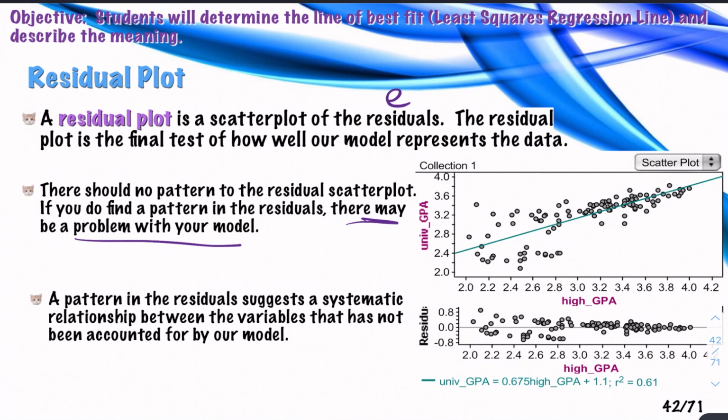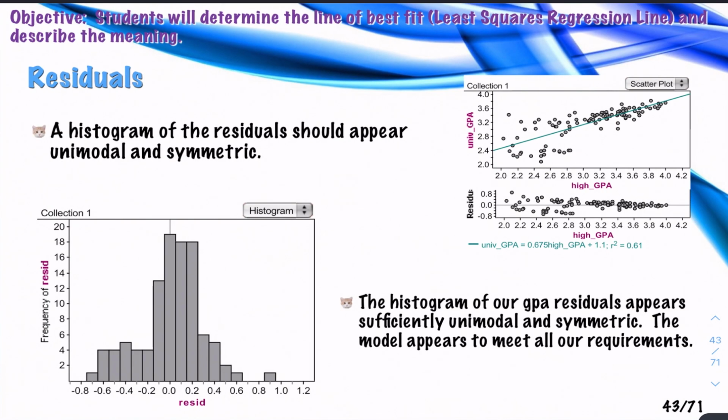So on the right, we see both our line of best fit on the scatter plot, and below it is our residual plot. A pattern in the residuals suggests a systematic relationship between the variables that has not been accounted for by our model. So there's something else going on. I think the way your book presents it is, does the plot thicken? That's what chapter 9 is about.